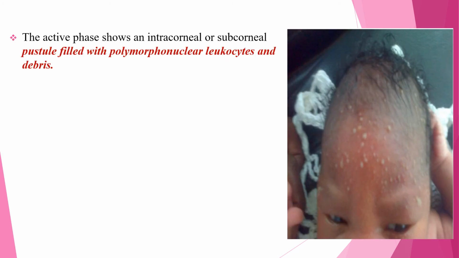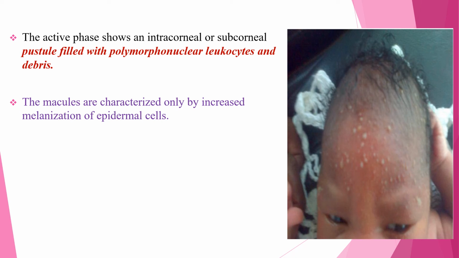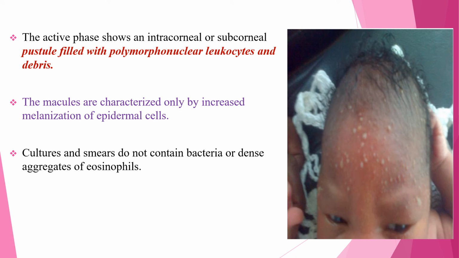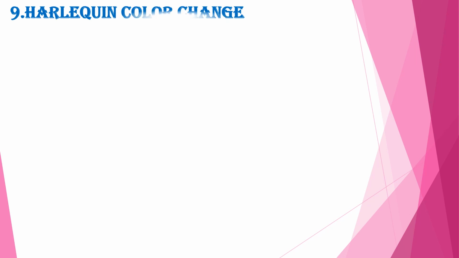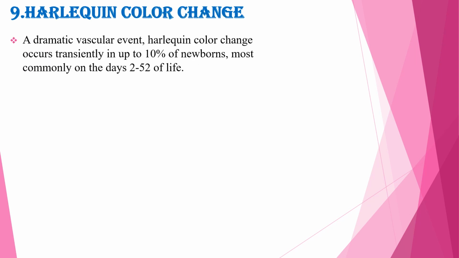The active phase shows an intracorneal or subcorneal pustule filled with polymorphonuclear leukocytes and debris, whereas in the case of erythema toxicum, it is eosinophils. The macules are characterized only by increased melanization of epidermal cells, and the cultures and the smears do not contain bacteria or dense aggregates of eosinophils. No therapy is required in the case of transient neonatal pustular melanosis because, as its name indicates, it is a transient condition.